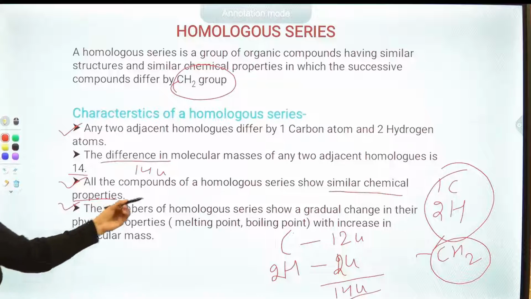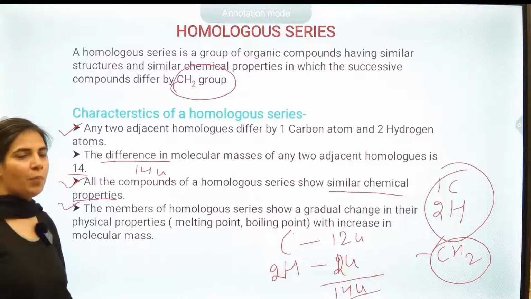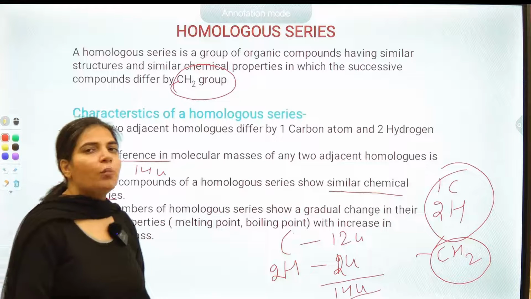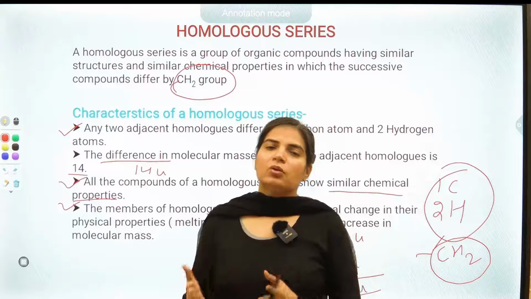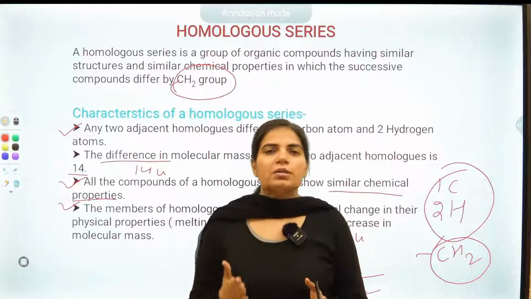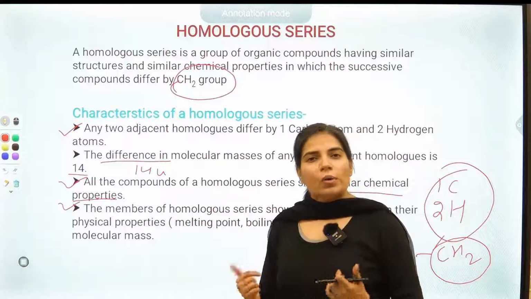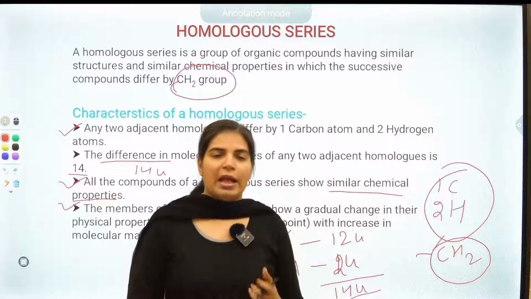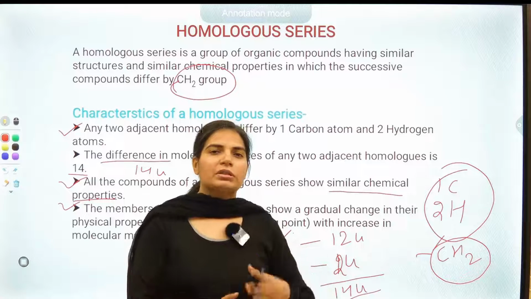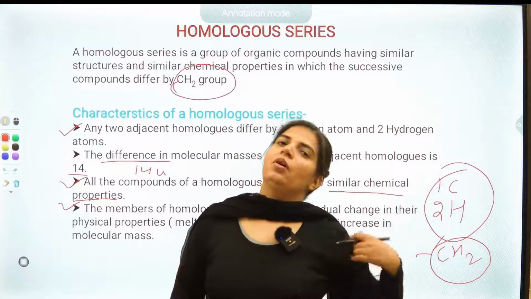Next, the members of homologous series show a gradual change in their physical properties with increase in molecular mass. Say, if the molecular mass is increasing, then what will happen? With increase in molecular mass, there will be change in the physical properties. What kind of physical properties? That will be melting point, boiling point. As the number of carbon and hydrogen is increasing, then there will be increase in melting point and boiling point.